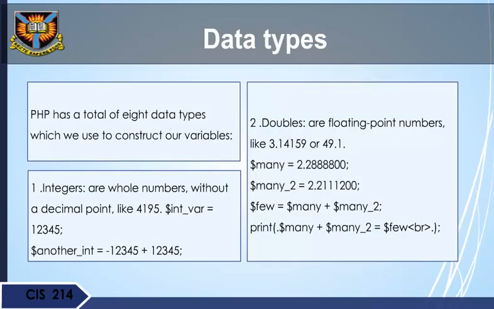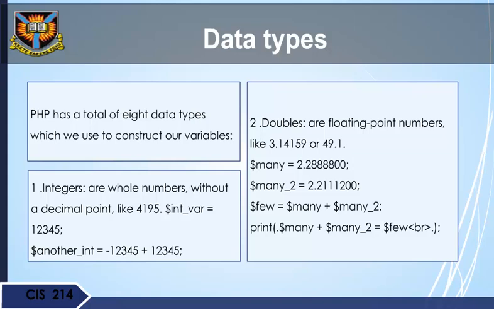Data types. PHP has a total of 8 data types which we use to construct our variables. 1. Integers are whole numbers without a decimal point, like 4195. The $int_var variable is equal to 12345. $another_int is equal to -12345 + 12345.